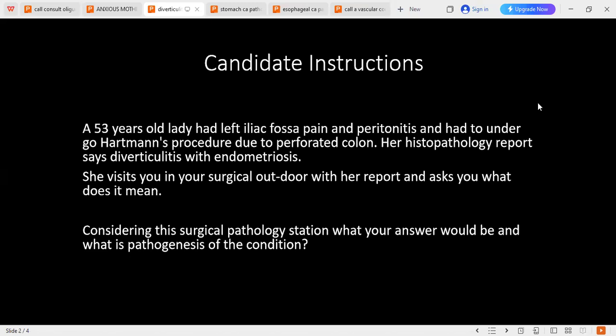So if you've read and understood considering its surgical pathology station, please tell me what you understand by the term diverticulitis with endometriosis in the lab report written. Diverticulitis is the inflammation of the diverticula, and endometriosis is the ectopic implantation of the endometrial tissue in other tissue. In this case, there has been histopathology or the biopsy has been taken, but in a normal condition, how one should manage a patient like this?